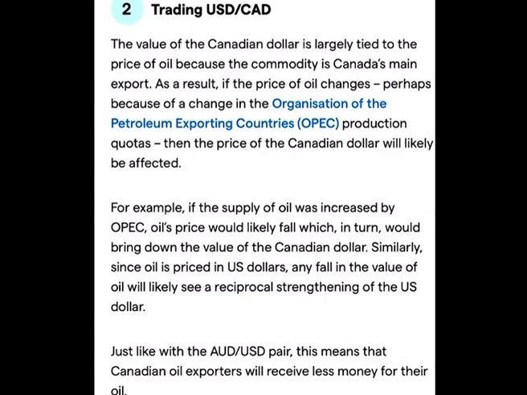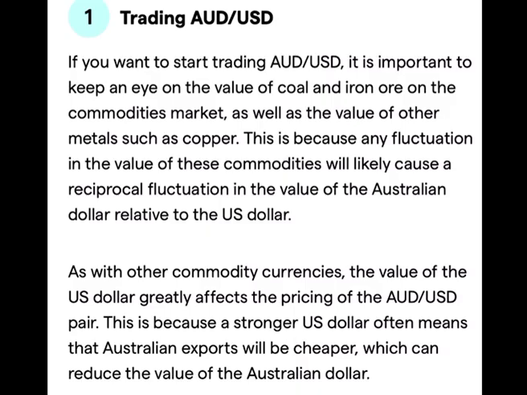Another one is USD/CAD. The value of the Canadian dollar is largely tied to the price of oil, because oil is one of Canada's main exports. That's why in forex trading we have technical and fundamental analysis. You can listen to the news. The news also can make you either gain money or lose money. For example, if oil or petroleum goes down, that means the Canadian dollar is going to go down. That's the way it works.